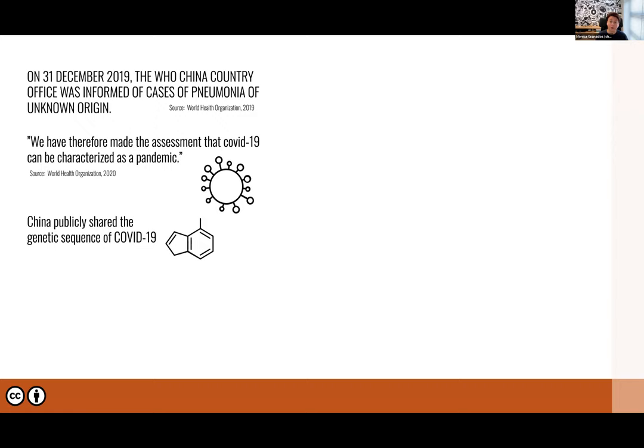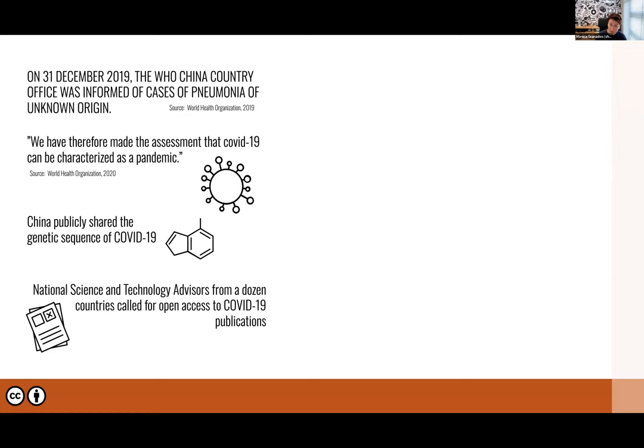What normally were pretty closed practices all of a sudden became pretty openly shared information, and as quickly as possible, because there was a reaction to the fact that everyone on earth was being affected by COVID-19. China publicly shared the genetic sequence of COVID-19. The National Science and Technology Advisors from a dozen countries called for open access to COVID-19 publications. And researchers responded. 77% of COVID-19 related papers are open access. Journals responded by making their COVID-19 related papers open access with no fee to publish.